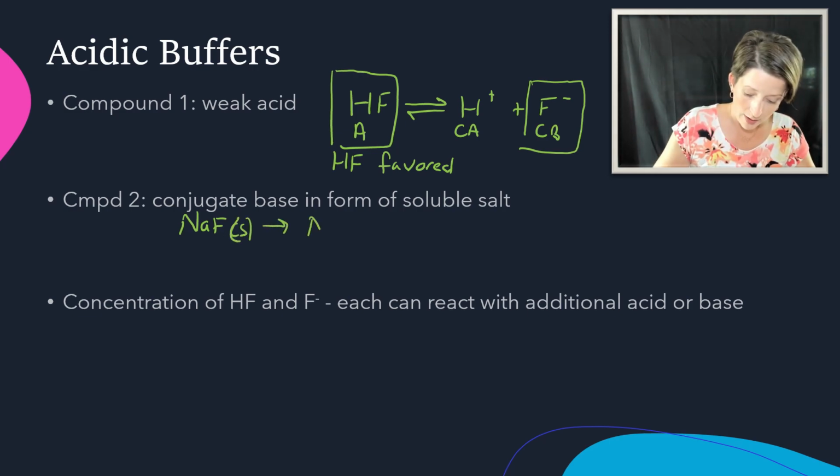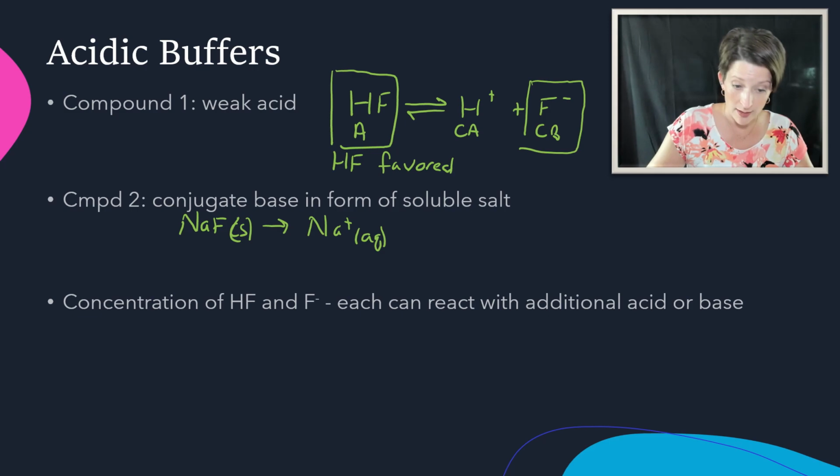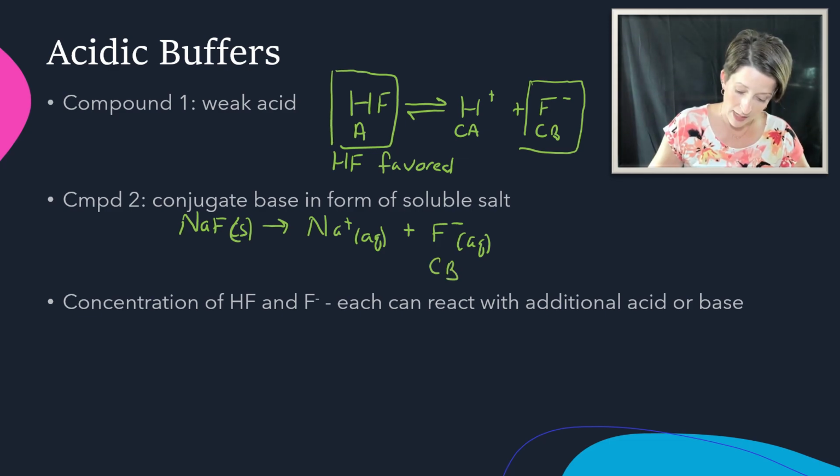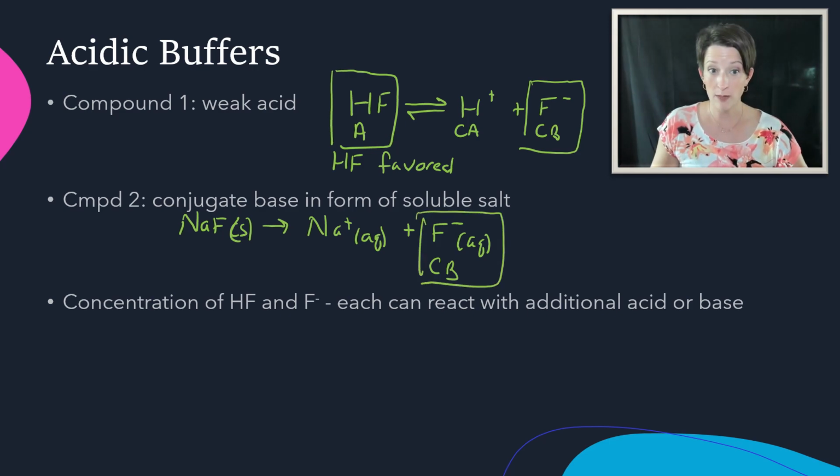When we put it into water, it separates the sodium ions, which are now spectator ions that we don't really care about, but they have no effect on the system. And we form completely all of the fluoride ions that were in that salt. That fluoride is the conjugate base. So now we have a conjugate base fully present with a lot of acid as well. So the concentration of your HF and your F- can react with the additional acid or base.